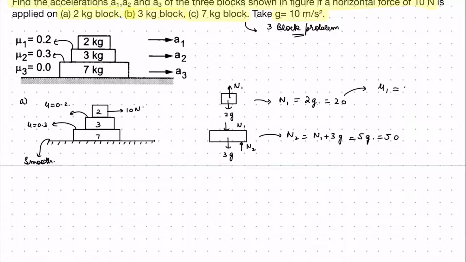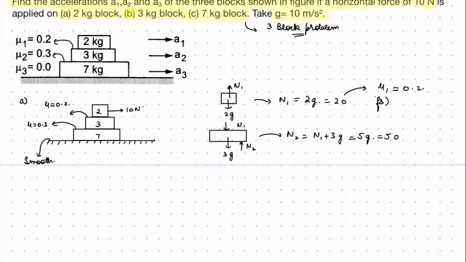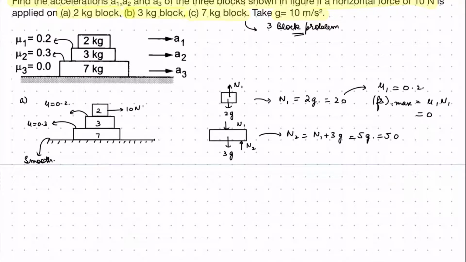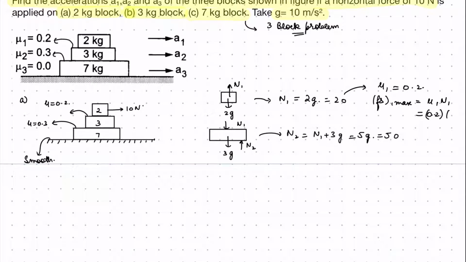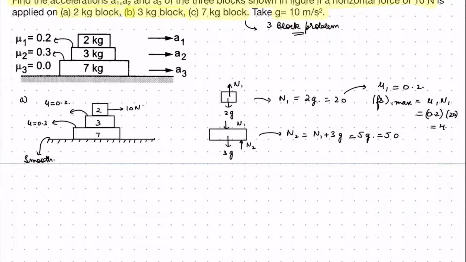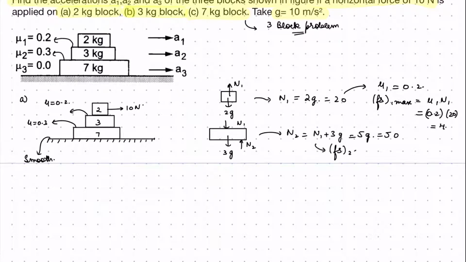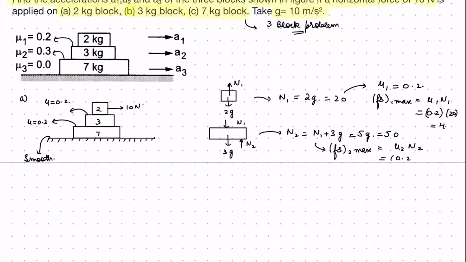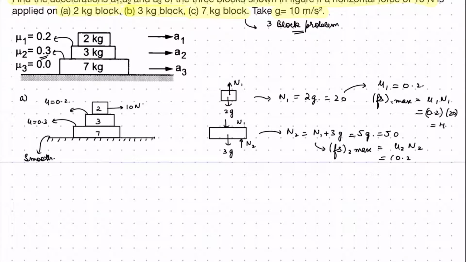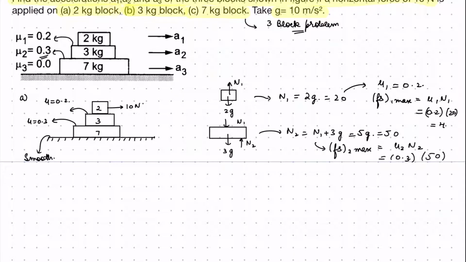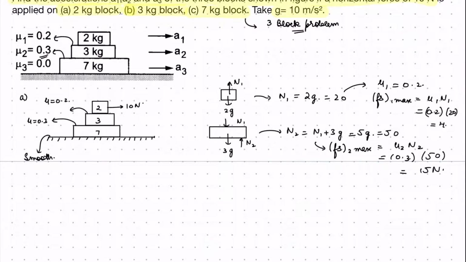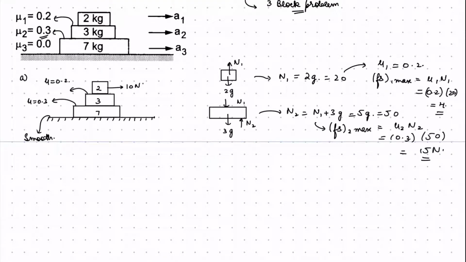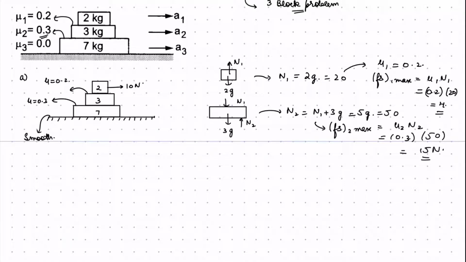At the surface, mu1 is 0.2. So Fs1's maximum value is mu1 N1, 0.2 into 20. This comes out to be 4. And Fs2's maximum value is actually mu2 into N2, which is 0.3 at this point, and the normal reaction is 50. So this has to be 15 Newton. These are the maximum possible values of friction at surface 1 and surface 2. Now let's see them case by case.